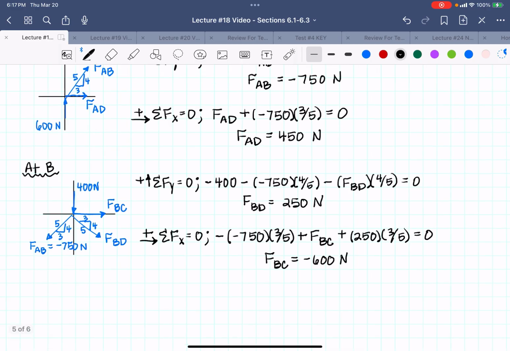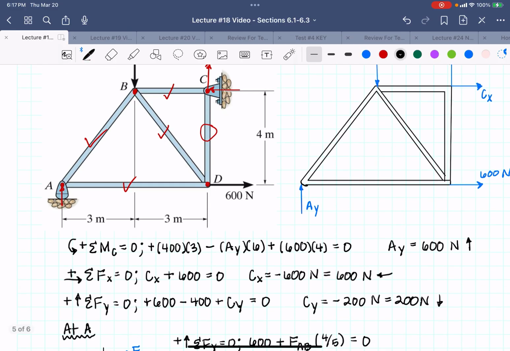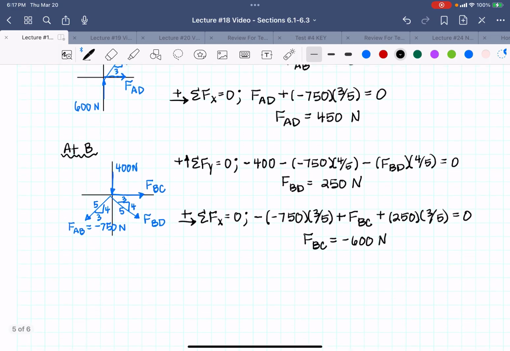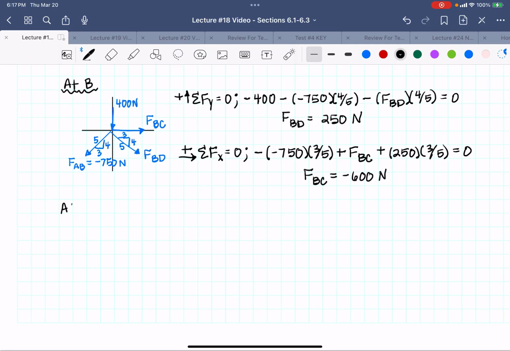So I have now solved for 2 more, so I have 1 more to solve for. I analyzed FBD and FBC, so what I have left is FCD. So we can use the joint at C. I'm going to choose the joint at C because I think it's the easiest just looking at it, but you could also do D. That would work as well. You only have one unknown at D now also. I'm going to use C.